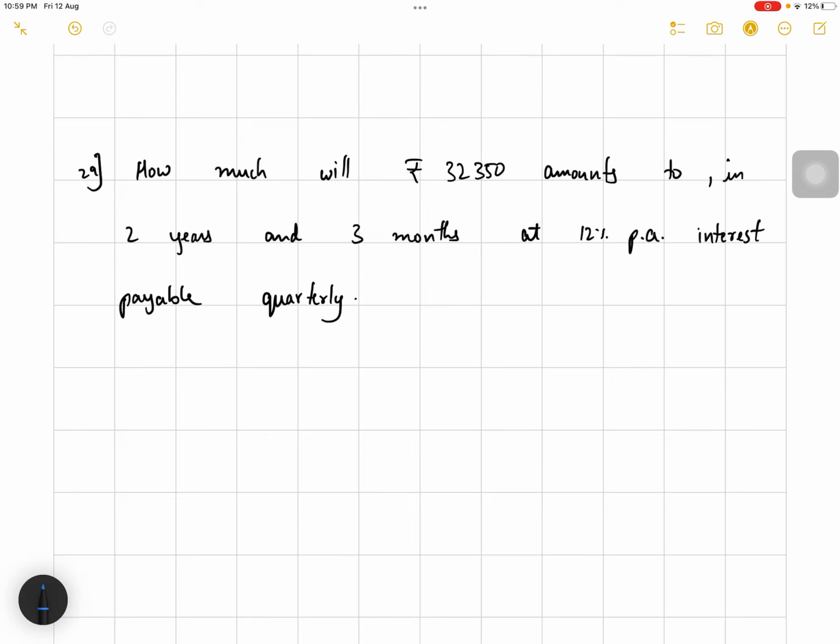Try to solve this sum on your own, and I'll solve it in the next class. Let's see whether you are able to solve it correctly or not.